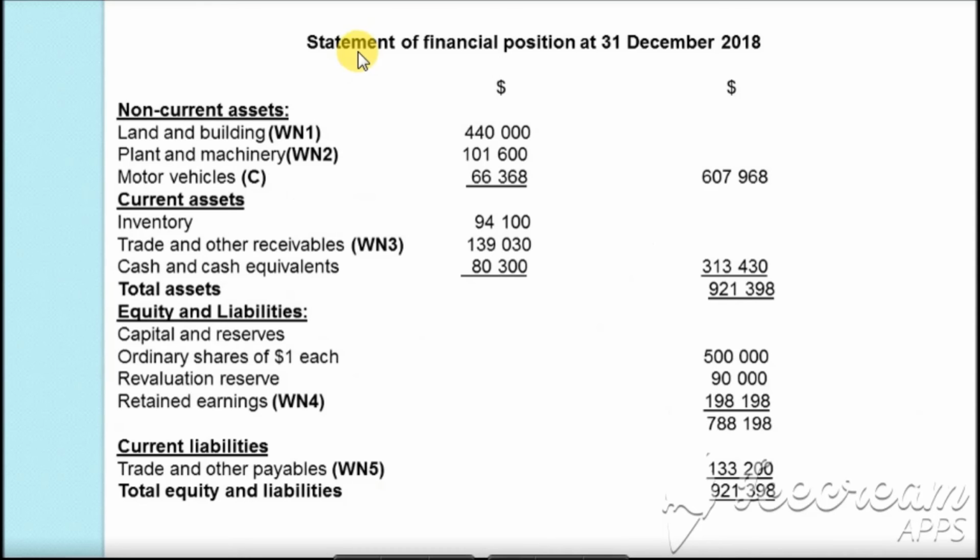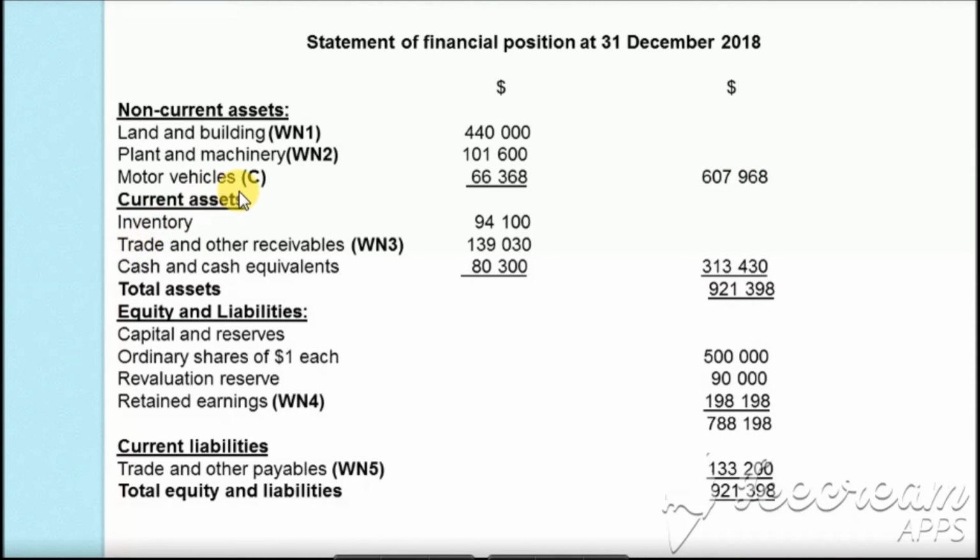So once we add all this, we get the trade and other payable as $133,200. Now let's make the statement of the financial position at 31st December 2018 using the calculations which we have done before. We'll start with the non-current assets, in which we have land and building, which was calculated in the first working notes. We have plant and machinery, which was calculated in the second working notes. We have motor vehicle, which was calculated in the C bit of the question.